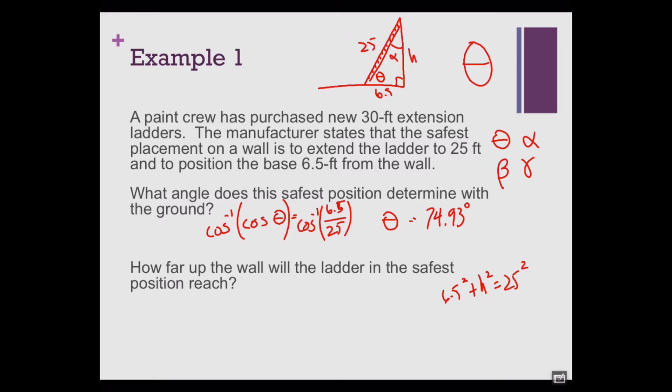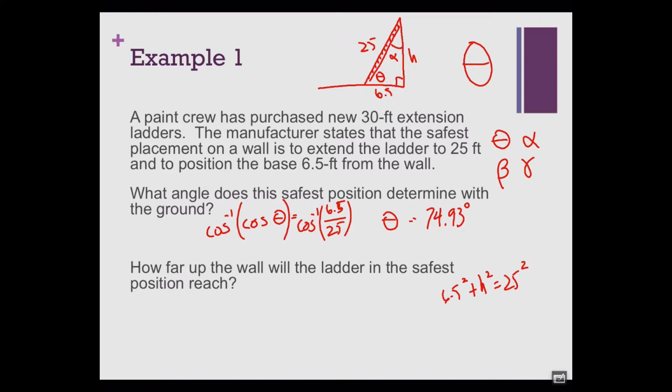So, one way to solve the problem is to use the Pythagorean theorem. How else can we find h? Michael? You could do the cosine. Alpha or theta? You can use the cosine of alpha and do h over 25.